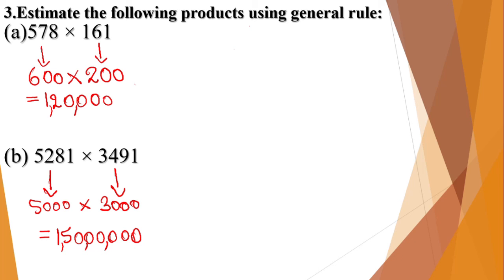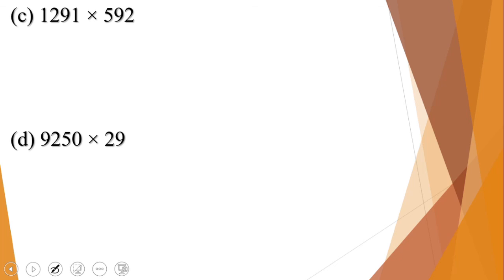Now let's see the next question. The next question which we have is 1,291 into 592. Now here we should find out the place value first. Now let's take 1,000. So the highest place value is 1,000. So let's take 1,000 now.